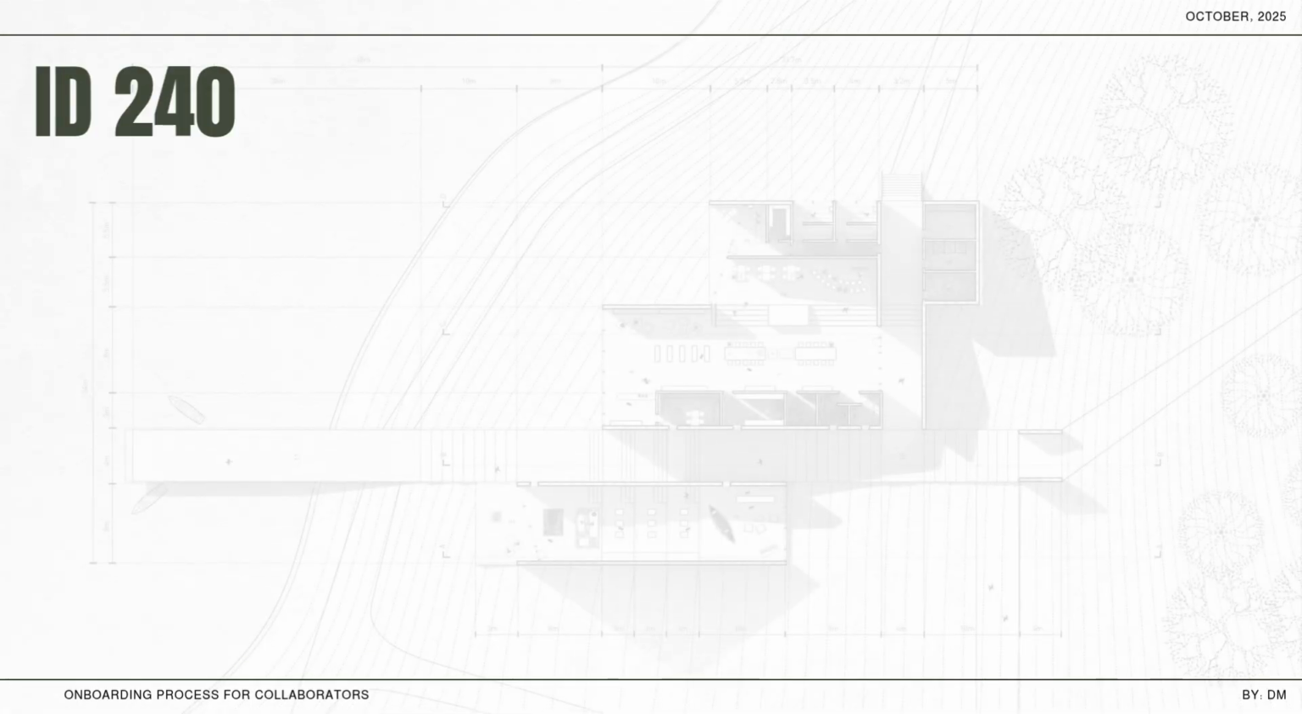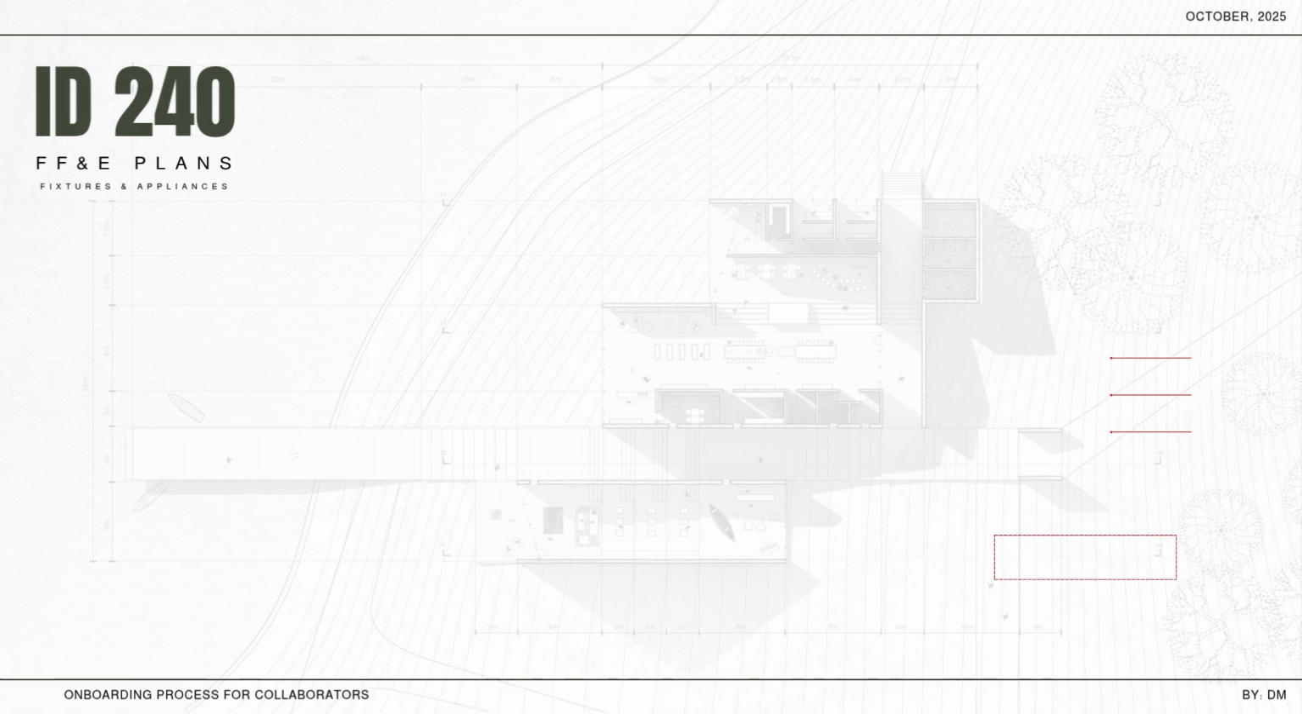In ID 240 we have FF and E plans, or sometimes also called fixtures and appliances, with elevation tags in each room. Use the symbol arrows inside our CAD standard. Then follow Programma codes, and tag items like millwork, plumbing, appliances, and hardware. Every custom millwork piece designed by the studio should be converted into a block and properly tagged in the floor plan.